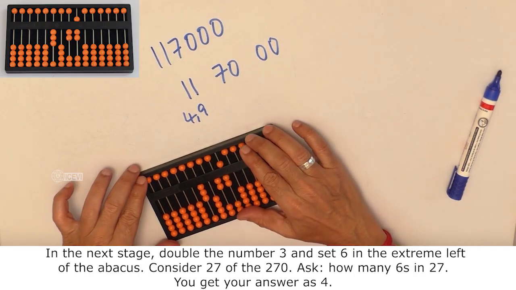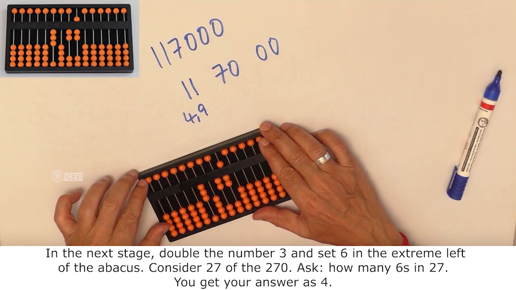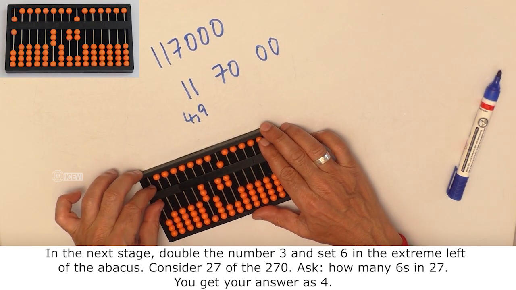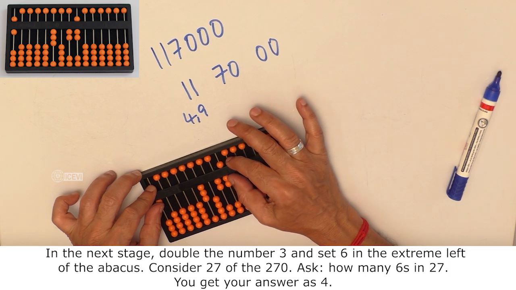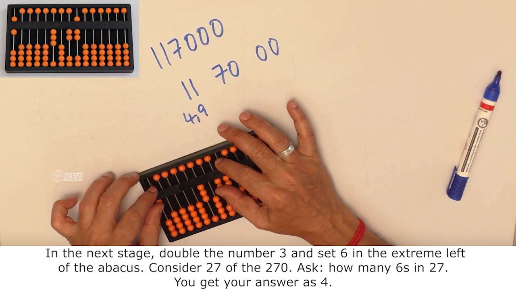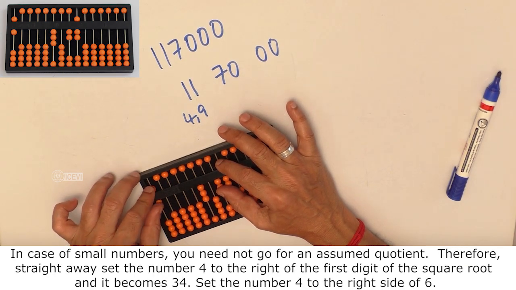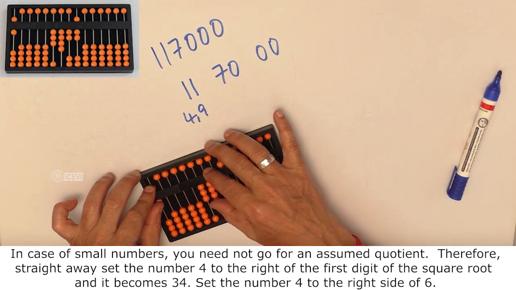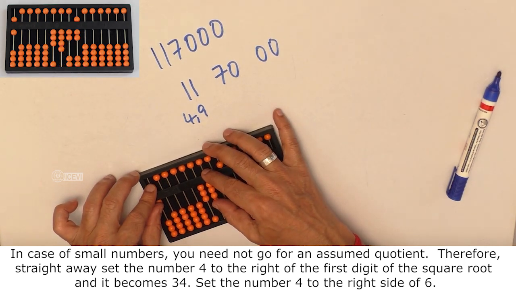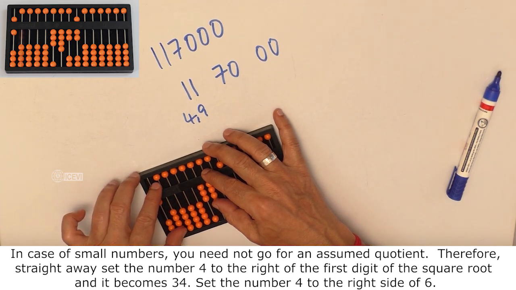27,000. In the next stage, double the number 3 and set 6 in the extreme left of the abacus. Consider 27 of the 270 and ask how many 6s in 27? You get the answer as 4. In case of small numbers, you need not go for an assumed quotient. Therefore, straight away set the number 4 to the right of the first digit of the square root and it becomes 34. Set the number 4 to the right side of 6.